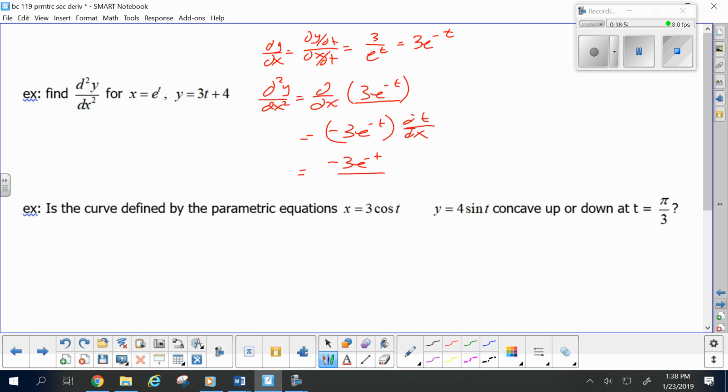And what is dx dt again? E to the t. What are two other possible ways to write that cleaned up? Negative 3 over e to the 2t, or negative 3e to the negative 2t, either one of those. You follow? All right. Try the next one on your own then, please.